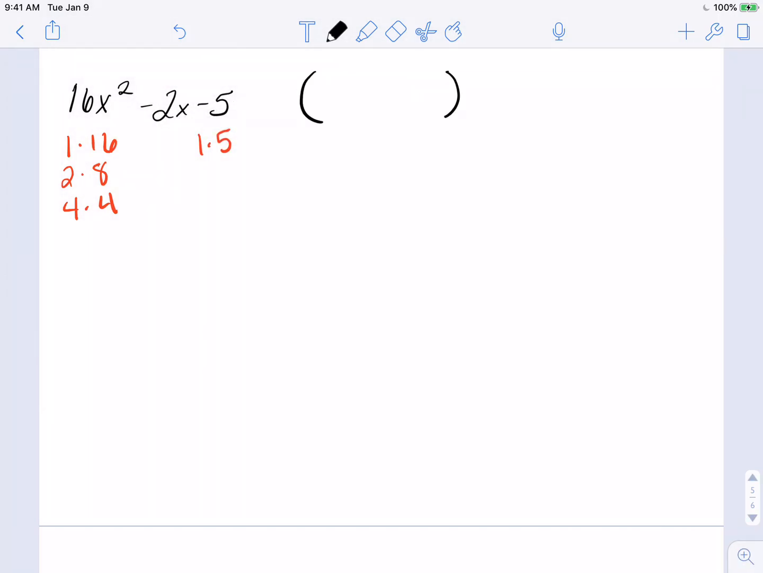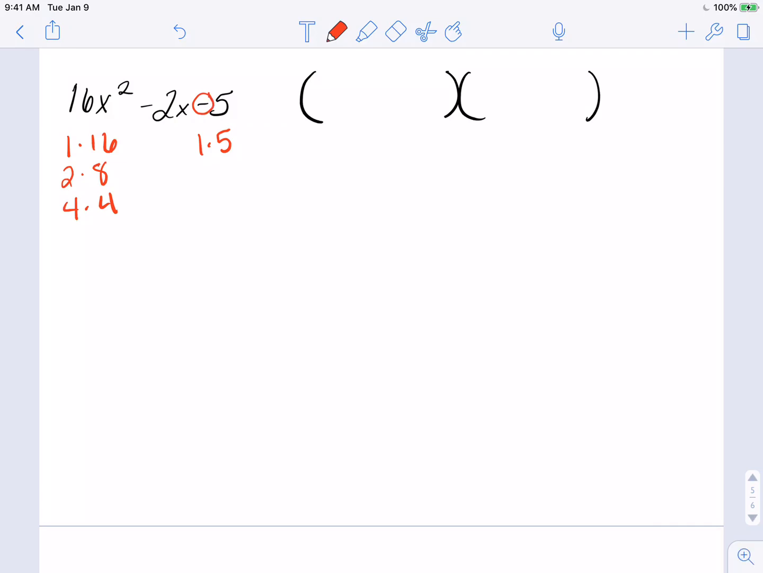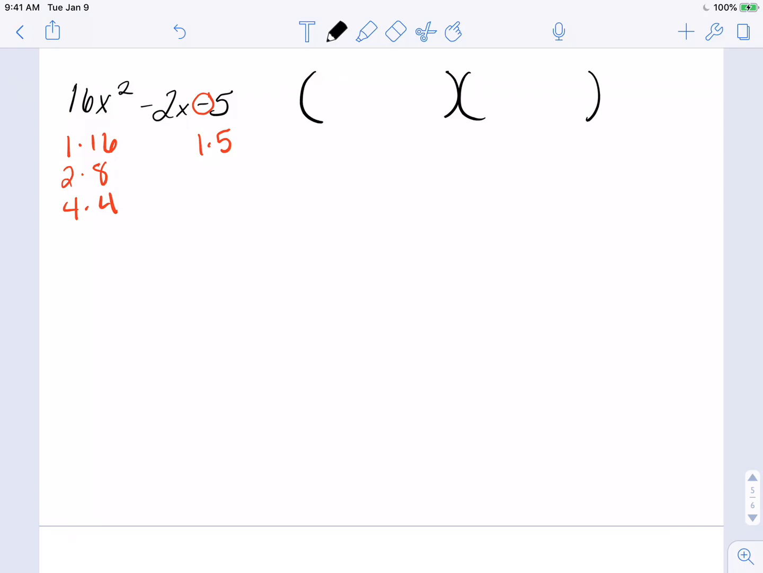So, this sign tells us that we've got different signs. So we know one is going to be subtraction, one is going to be addition. But because of that, we don't know if our 1 goes here and our 5 goes here, or our 5 goes here and our 1 goes here. So that adds to our guesswork and trial and error. All right.